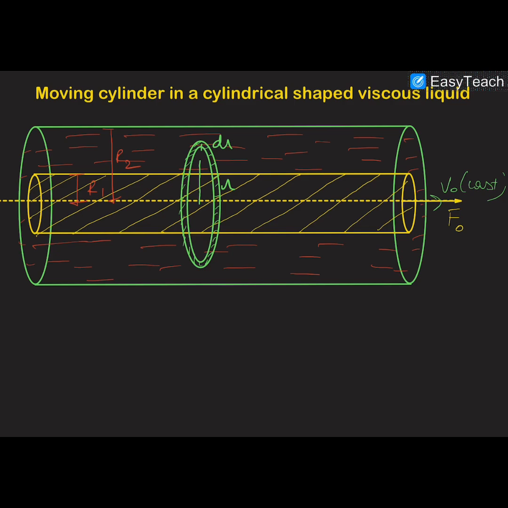So in this case, obviously we can say that the velocity gradient will not be constant, and we can write that the velocity gradient will not be equal to (v naught minus 0) by (r2 minus r1), because this oil layer is not negligibly thin. So we cannot say that the velocity gradient will be v naught upon r2 minus r1. This is wrong.